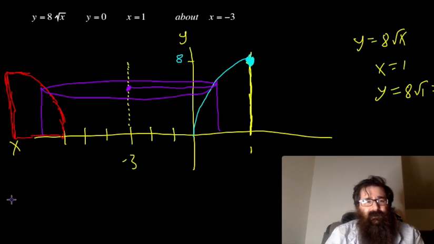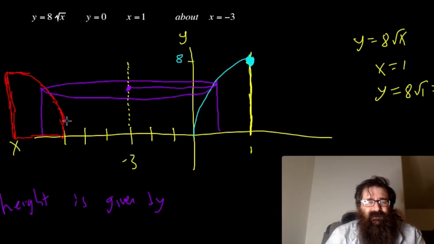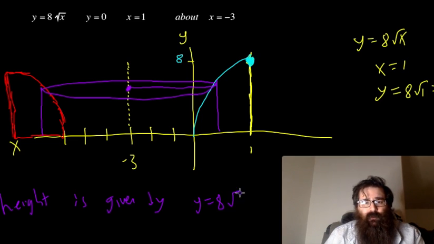Let's talk about the height. When I think about the height of these, and I can draw more of them, shorter ones, taller ones, the height is going to be dictated by this curve in blue. So the height is always going to be given by the function y equals 8 square root of x.